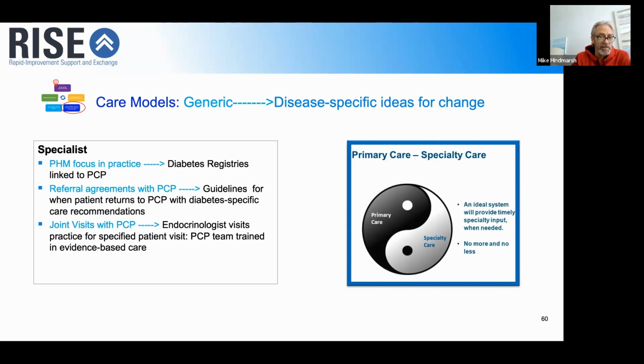Another thing I've seen is joint visits by specialists in Washington State. It was incredibly successful, where an endocrinologist would visit with the primary care practice for specific patients that the practice identified. The PC team would be trained in evidence-based care, and the nurses were trained in self-management support for patients. So there's lots of integration work we can do with specialty, and I think that's got to be a big part of this focus also.